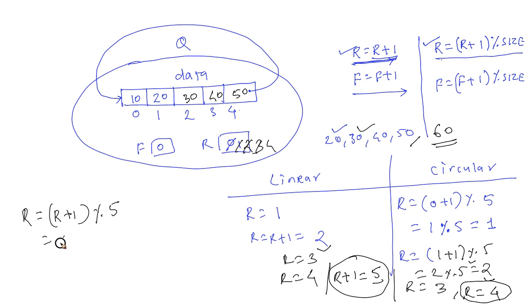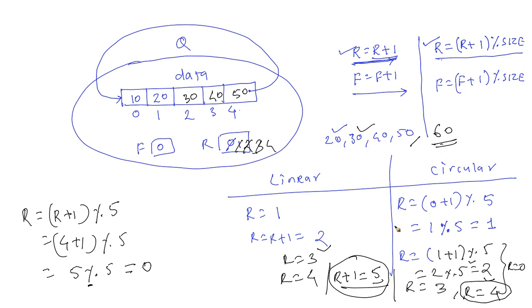R is 4, so 4 plus 1 mod 5, that is 5 mod 5. When I divide 5 by 5, I get quotient as 1, and this will give us a remainder which is 0. So R becomes 0 in this case, right? Here R was becoming 5, here R is becoming 0, right?